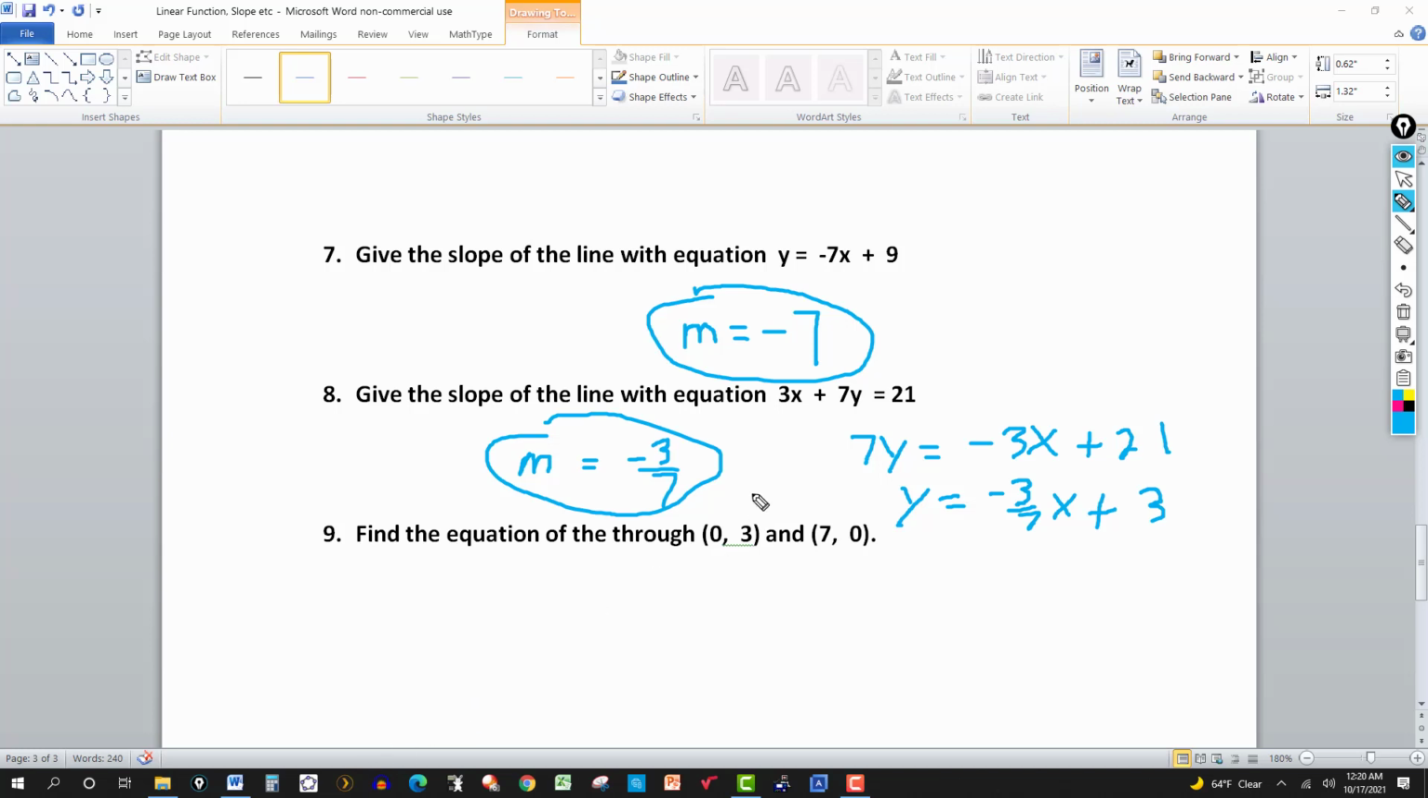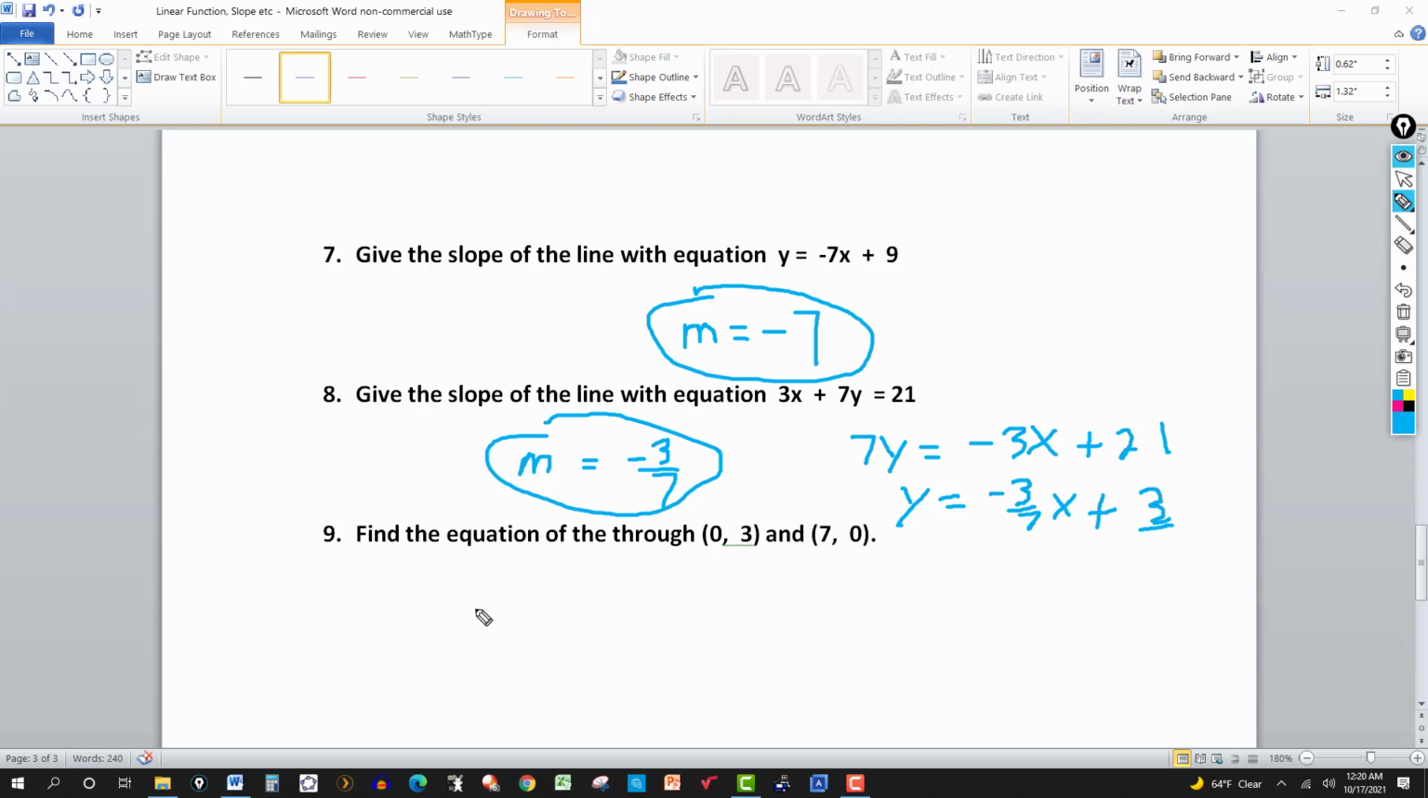Now if they ask you to find the y-intercept, that's 7. That's 3, rather. Y-intercept is 3. Slope of -3 over 7. That's all they wanted here. But if they ask you for the y-intercept, it would be 3 or the point (0, 3). Now find the equation of the line. So it should be find the equation of the line through the point (0, 3) and (7, 0).